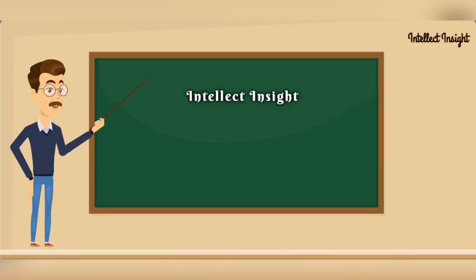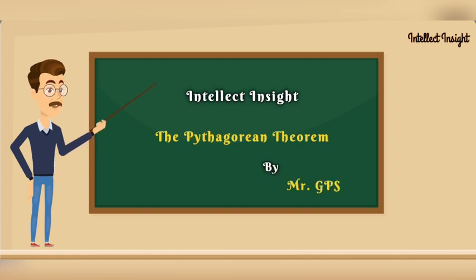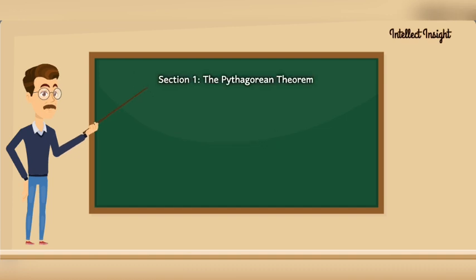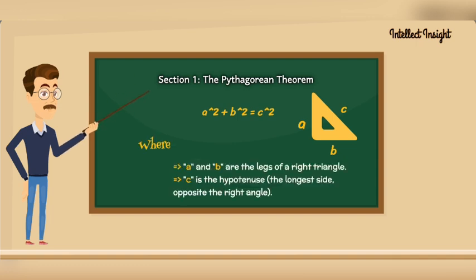Have you ever wondered how builders make sure walls are perfectly straight, or how maps calculate the shortest distance between two places? The answer lies in one of the most famous mathematical theorems, the Pythagorean Theorem. The Pythagorean Theorem states that a² + b² = c², where a and b are the legs of a right triangle and c is the hypotenuse, the longest side opposite the right angle. This theorem only works for right-angled triangles.